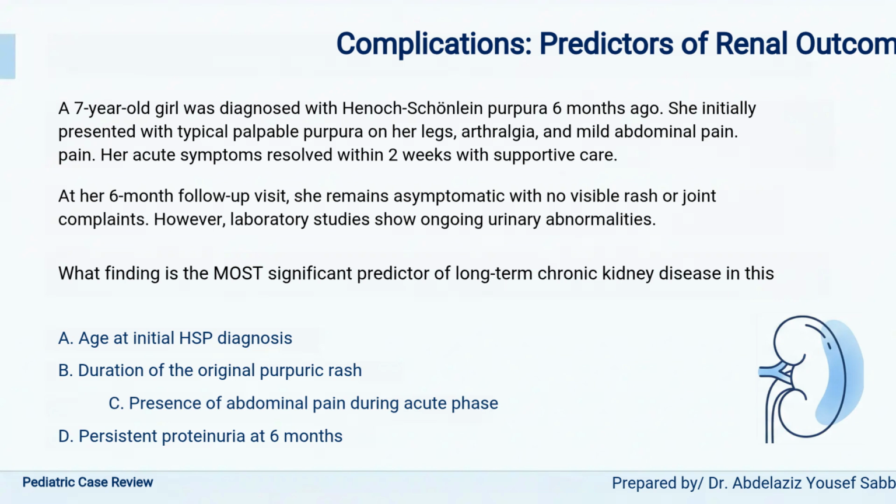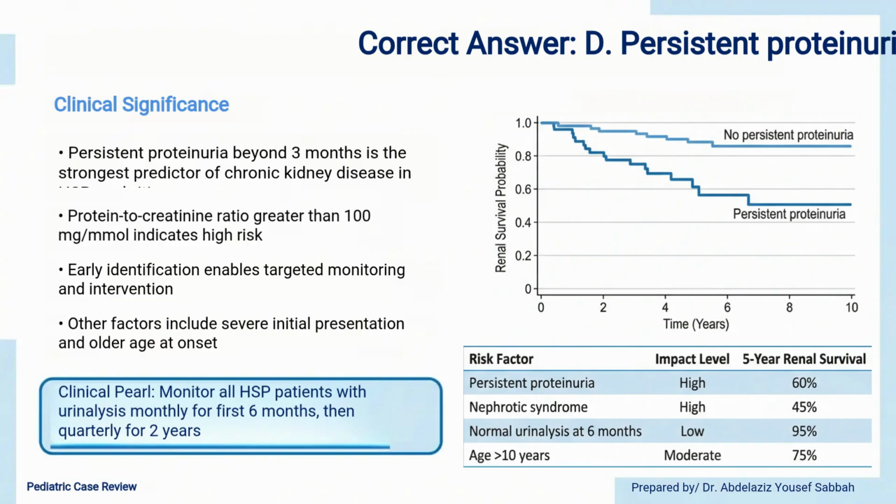Option A, age at initial Henoch-Schönlein Purpura diagnosis. Option B, duration of the original purpuric rash. Option C, presence of abdominal pain during the acute phase. Option D, persistent proteinuria at 6 months. The correct answer is option D, persistent proteinuria at 6 months.